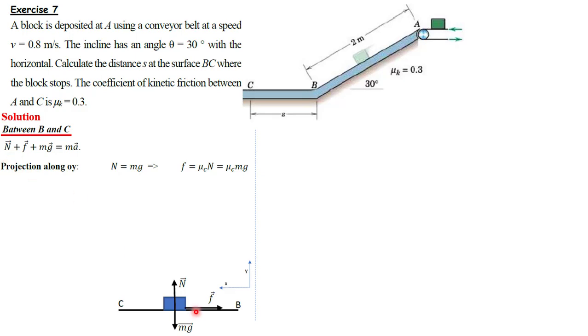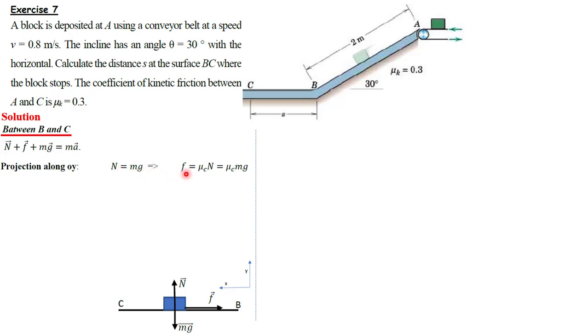So we will have plus N minus mg is equal to 0. The acceleration along y is 0 because we don't have any motion along y. So here we took the positive y direction as upward. So we will have N minus mg equals 0. This means that N is equal to mg.